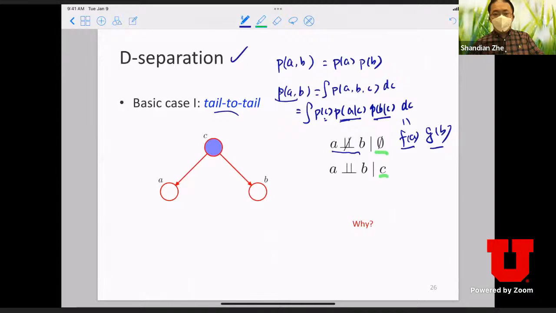Does it make sense? Because C is in both conditional probabilities, and now you integrate over C, it kind of ties these two terms together through the integral operation. You cannot expect that the final result will be a factor of A only and a factor of B only, because they're connected.